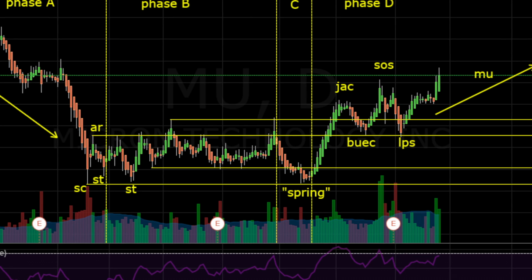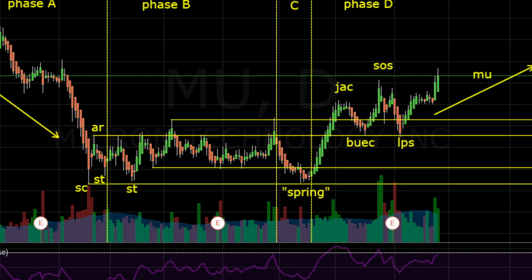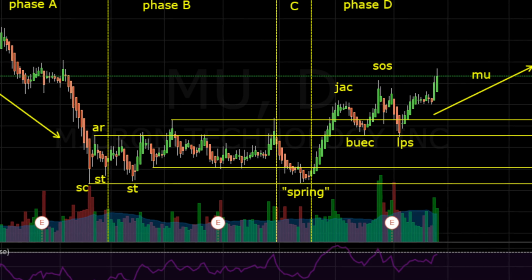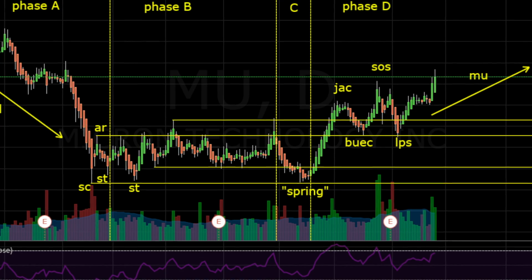PSY, preliminary supply. The composite operator is now a seller. The PSY is where he starts to unload. However, retail traders are significantly bullish and the market continues to move up. The volume shows signs of expansion.